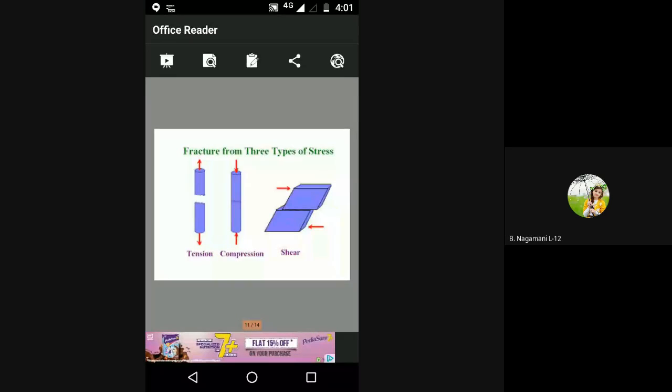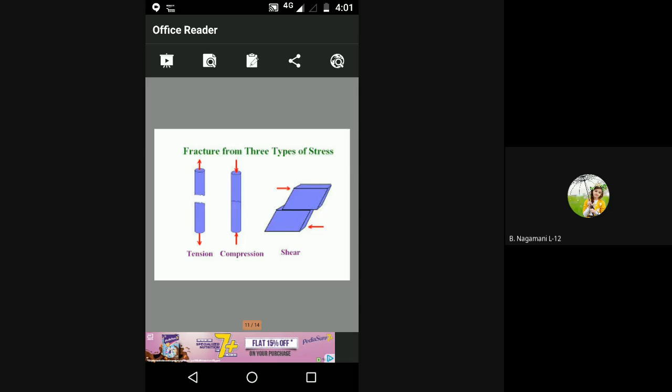That's why, while designing the member, first we select the material, what kind of material we can use for a particular member. That depends upon the loads acting on the member. If tensile loads are acting on the member, please select the ductile material. If compressive loads are acting on the member, please select the brittle material. Like that. And the third failure is shear failure.